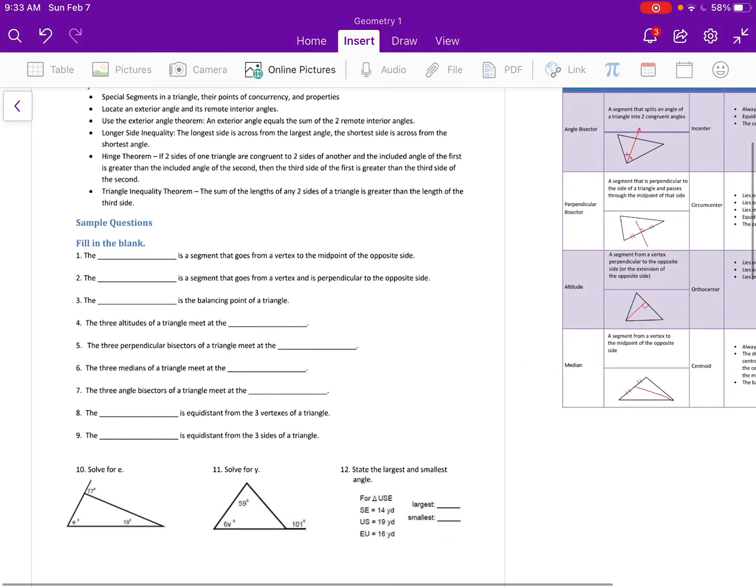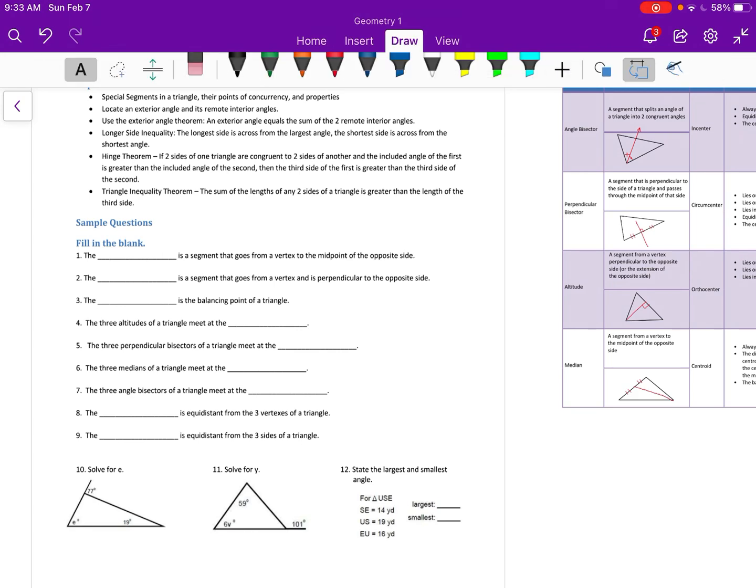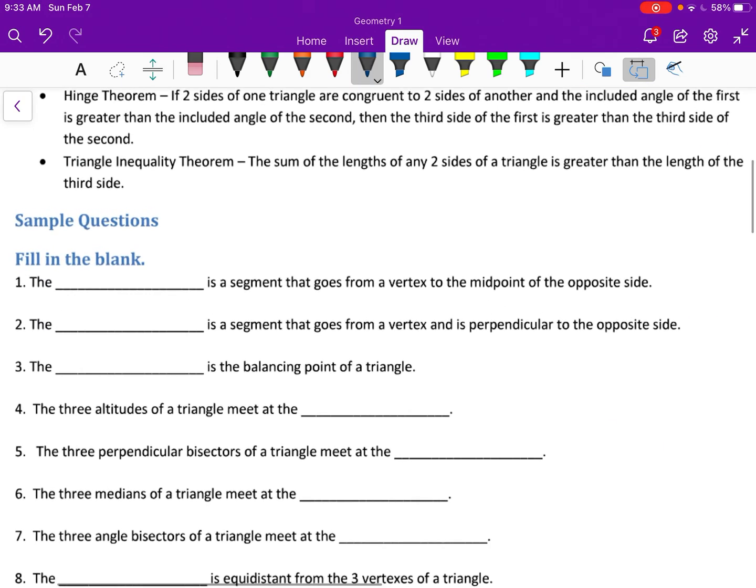Number one, it says fill in the blank. The blank is a segment that goes from the vertex to the midpoint of the opposite side. Well, if you know your table well, you know that is a median. So realize it's asking for a segment. Please put segments when it's asking for segments and put points when it's asking for points. So a median, that's the definition of median, is a segment that goes from the vertex to the midpoint of the opposite side.